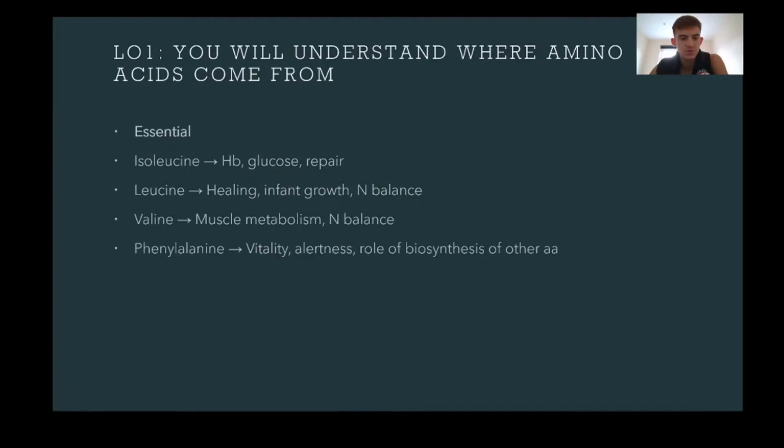So the essential ones, we've got them here. So the branched chain ones and the phenylalanine. So these are only some of them, obviously there's loads more, so you can have a research if you want. But some of the important features of these, we've got isoleucine for hemoglobin, glucose and repair, leucine for healing, growth and nitrogen balance, valine for muscle metabolism, nitrogen balance, and then phenylalanine, we've got vitality, alertness, and role in biosynthesis of other amino acids.